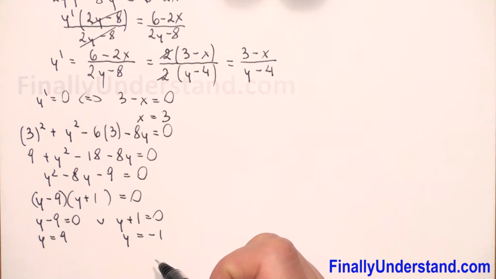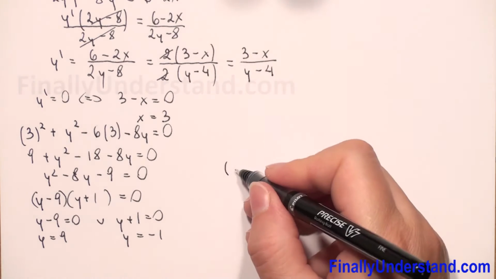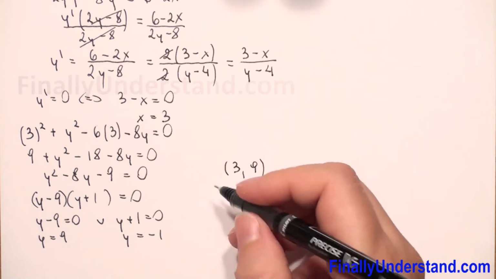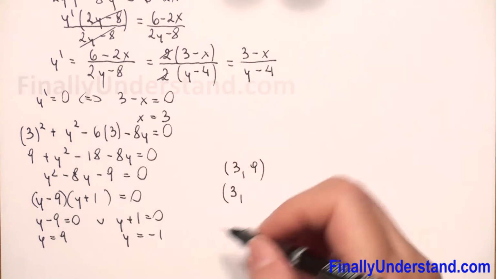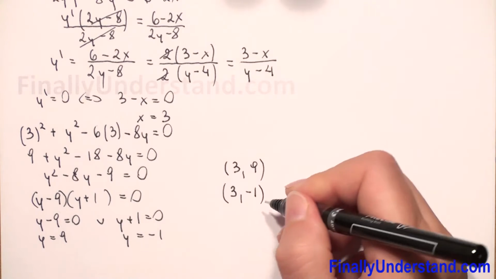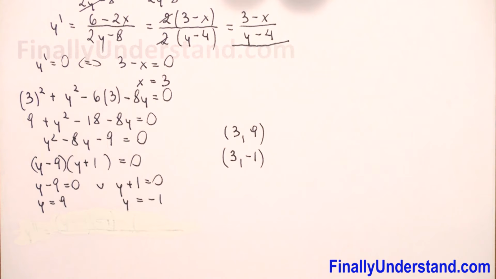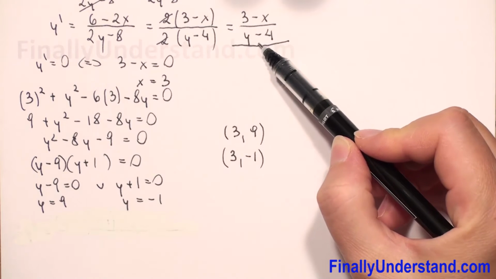So we have our points of 0 slope. The first point, x is equal to 3 and y is equal to 9, and the second point, x is still the same and y is equal to negative 1. We have our critical points. Now we have to find the second derivative. It means we have to find the derivative of our first derivative.